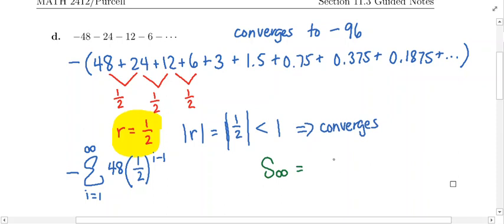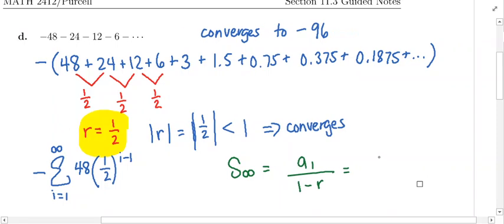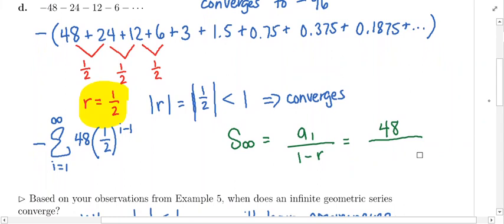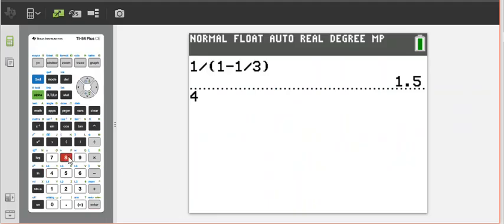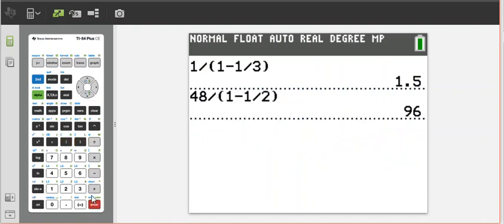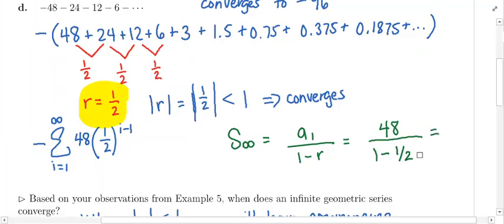If we want to know what this series converges to, apply the formula. The infinite sum here is going to be A1 over 1 minus R. The first term here is 48, and this is again assuming we yanked out the negative sign. At the end I will just tack on the negative sign out front. Divide that by 1 minus the R value, which is 1/2. Pop it into the calculator: 48 divided by 1 minus 1/2. There you go, the sum is 96 here. We have to make it negative, because we yanked out the negative sign. That's what this series converges to.